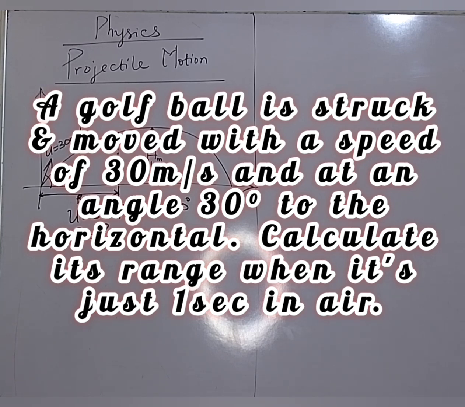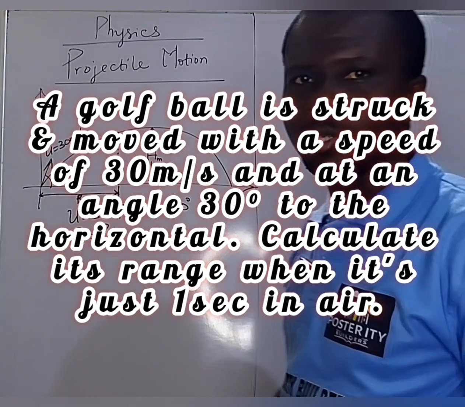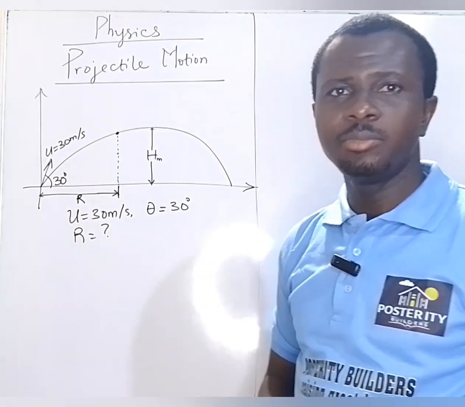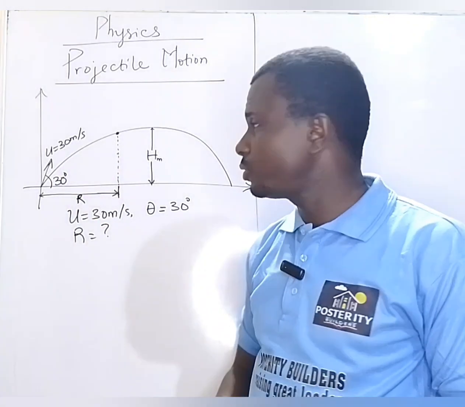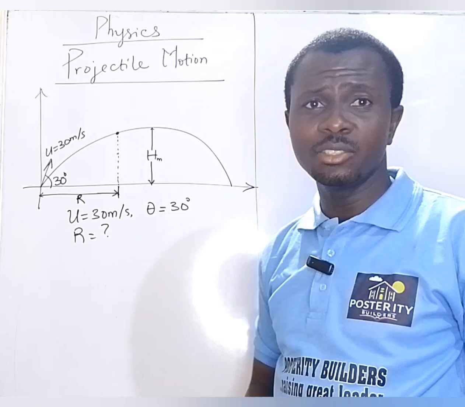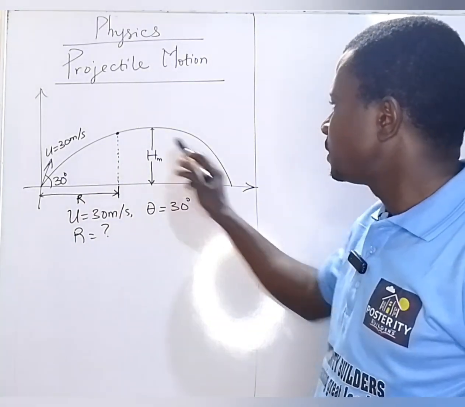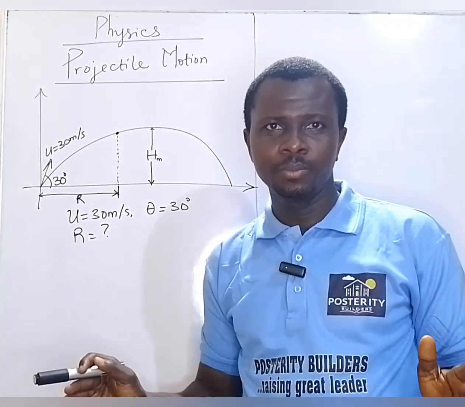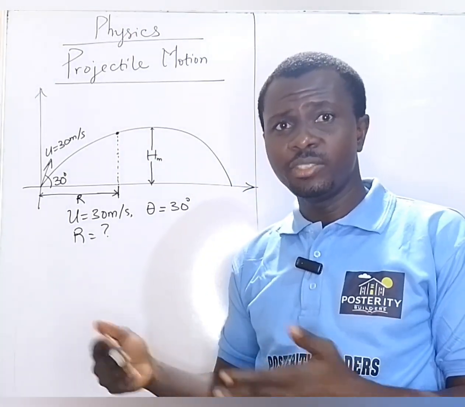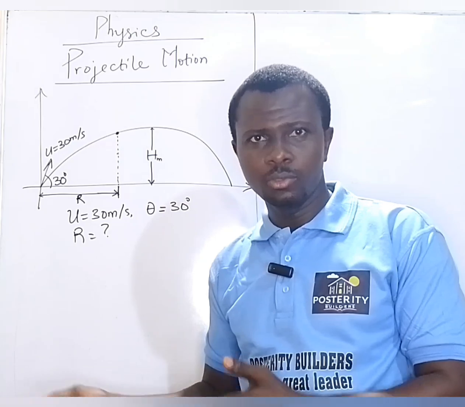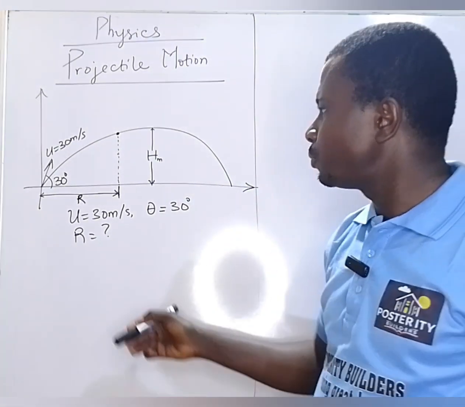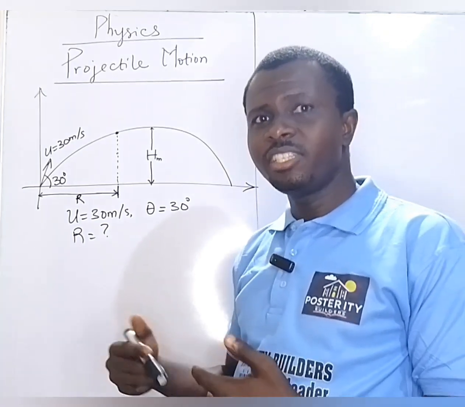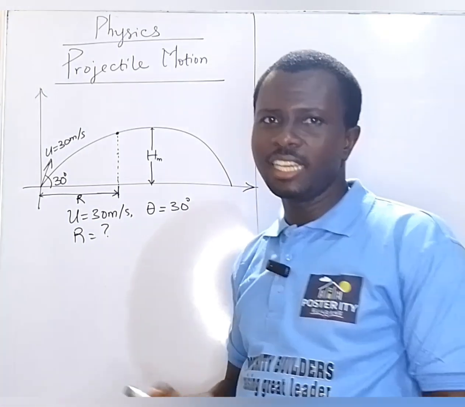So that's the question. As we can see, the ball was struck and it moved with 30 meters per second. It's a projectile question since it's at an inclined angle. This is the total range, but this time we are not asked to look for the total range, so we cannot really use the popular range formula. Rather, we have been asked to calculate the range when it's just 1 second in air.